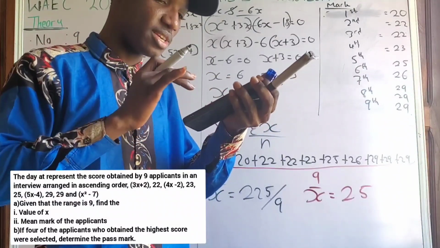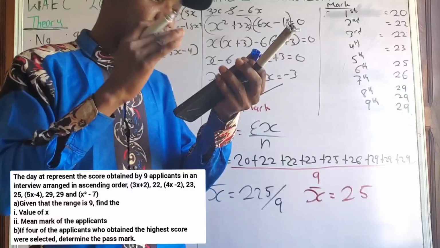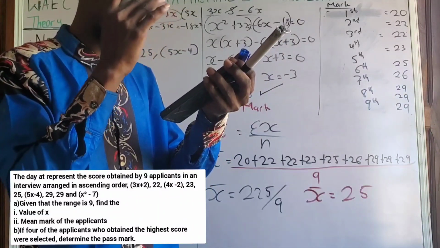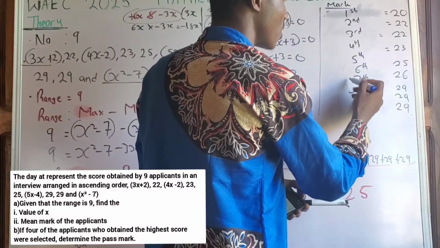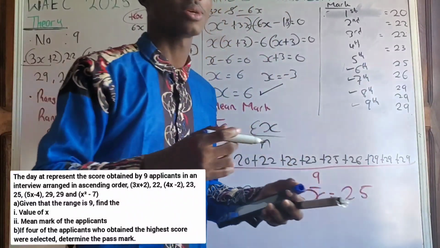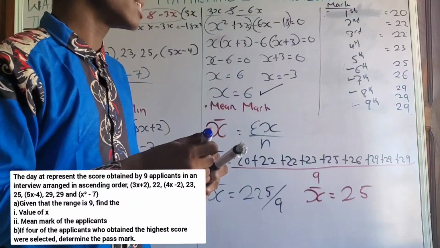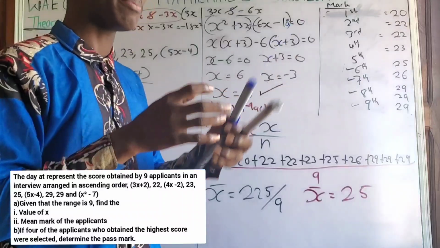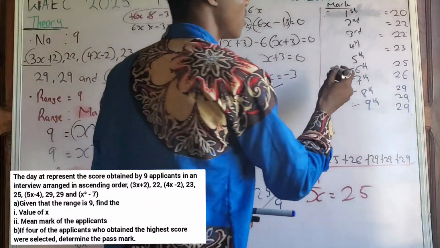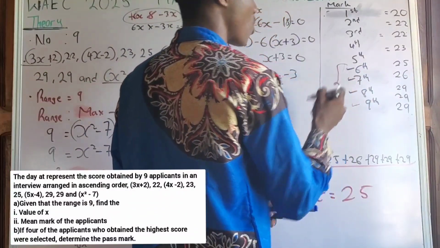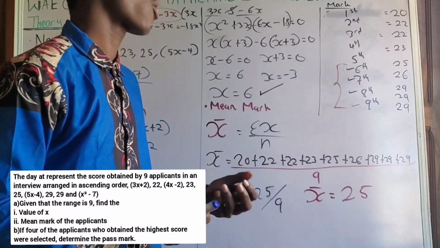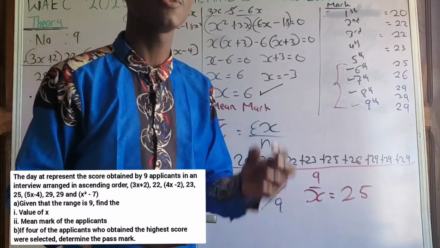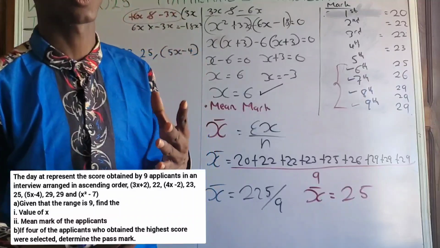Let me read the question again. If 4 of the applicants who obtained the highest score were selected, you know this one is high because it is the maximum, this one, and this one, these are the 4 that we're going to select. Determine the pass mark. The pass mark will be 26. The reason is simply because applicants that didn't score up to 26 will not be selected if 4 of the applicants that obtained the highest score were selected.